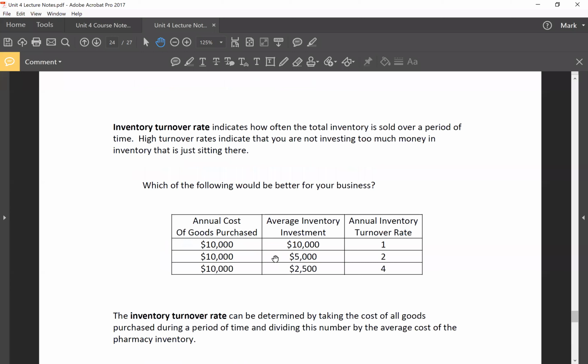Inventory turnover rate basically says how often the total inventory is sold over a period of time. So, I live in Lusail, and where I live there's a little tiny grocery store next to me. It's new, and from what I can tell, they're still trying to figure out their customer base.